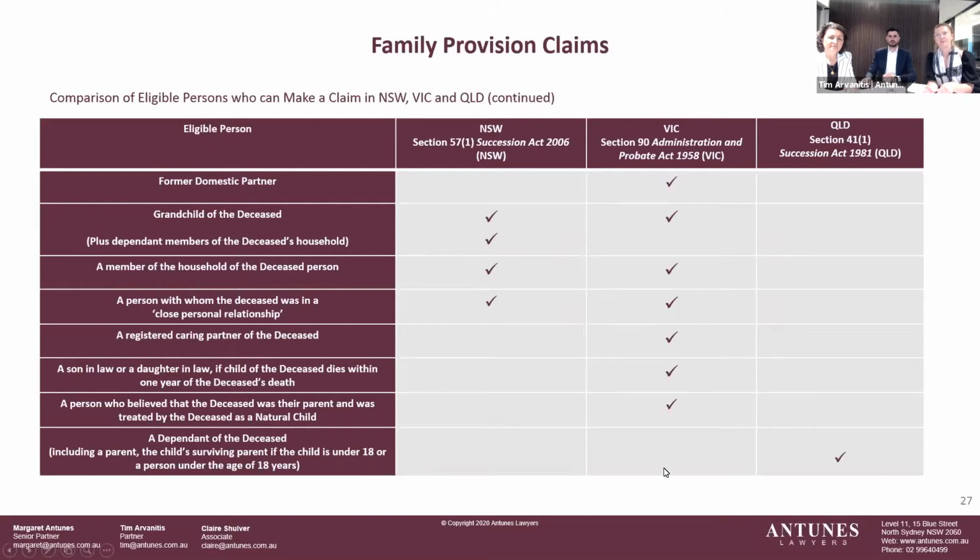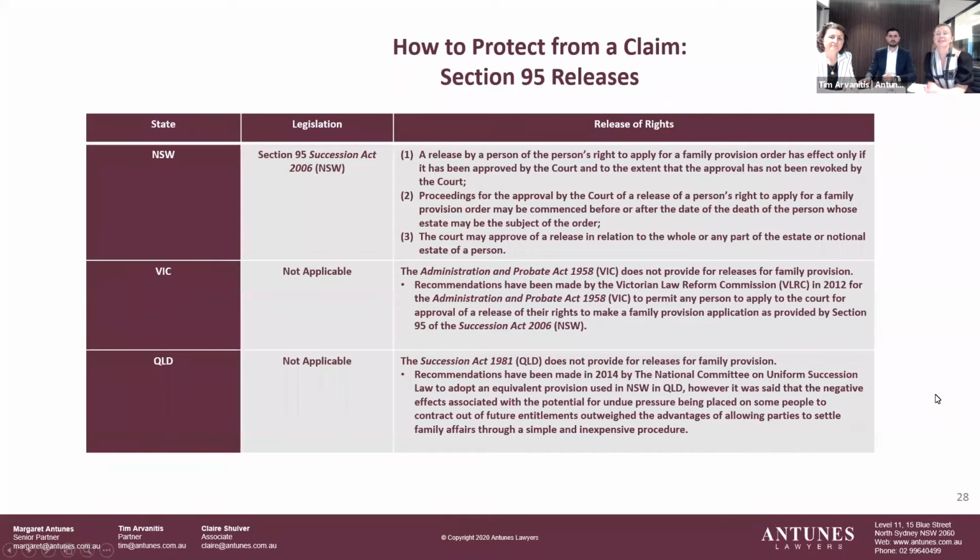So I think we're on to, okay, how are we able to protect the estate from these claimants? Well, in New South Wales, we do have an ability to release our right to make a claim. So the eligible people would be saying to the court, I release my right to make a claim on the estate. And we have that under Section 95 of the Succession Act. No other state has that provision or ability.